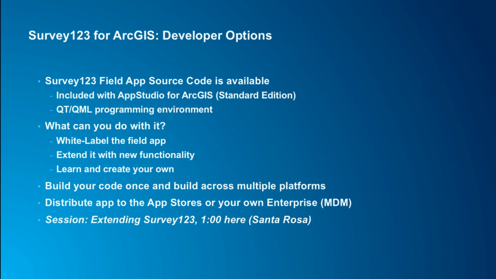Additionally, it also works well if you have a mobile device management solution, also known as an enterprise app store. Typically, you would have to come to us, and we would give you the application for you to re-sign into that store. With App Studio, you can create your version of Survey123 and publish it with your enterprise app store's credentials straight from App Studio. You don't need to come to us in order to work with your MDM solution. Additionally, if there are features that we do not yet have in the Survey123 mobile application, you can actually write those in. We have a session at 1 o'clock today in this room about extending Survey123.